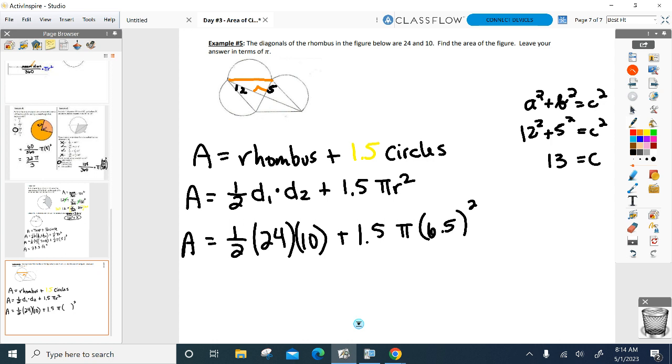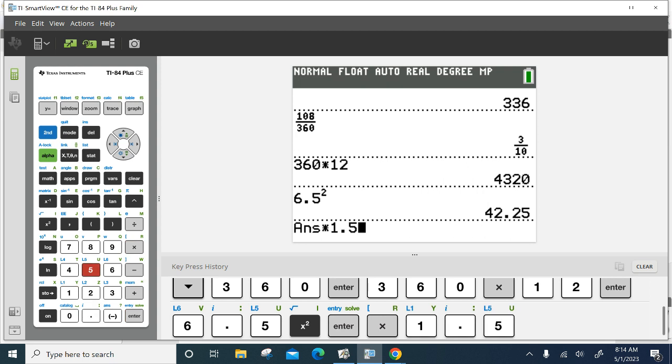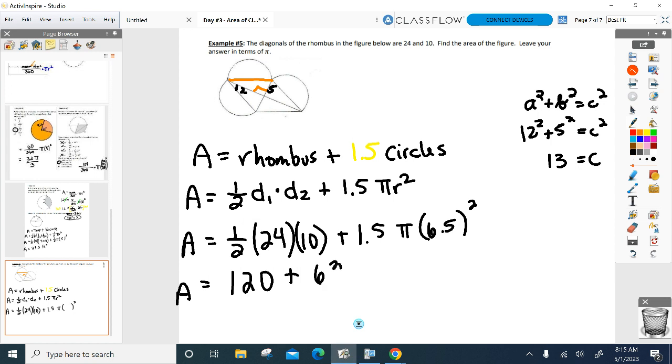I'm going to show you something here. This is why I left it in terms of pi for this particular one. What do we get there? Half of 24 times 10, 120. Rhombus had an area of 120. Plus, remember, leave your answer in terms of pi. So in my calculator, I'm doing 6.5 squared and then multiplying that by 1.5. So I get 63.375 with the pi with it. Leave your answer in terms of pi, keep the pi there, and I have a question for you.